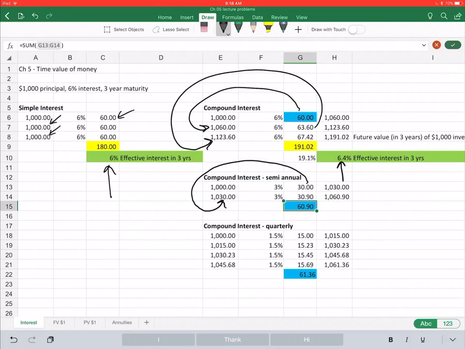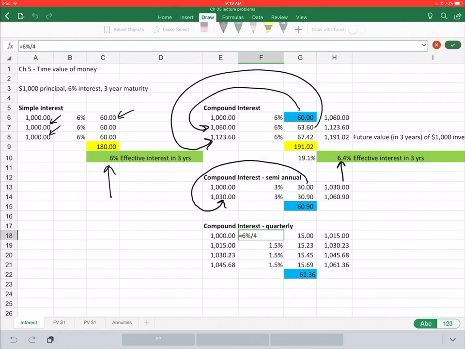So notice, if we compound semi-annually, twice per year, we have a return of $60.90 versus compounding annually where we only had a return of $60. And then look what happens when we compound quarterly. Notice in each of these examples, what we're doing is having to alter the interest rate or the return rate based on the number of compounding periods. So when we compound twice per year, we have to divide that rate by 2. We have to divide it in half. When we compound quarterly, we take that 6% rate, and you can see in the calculation, we divide it by 4, right?